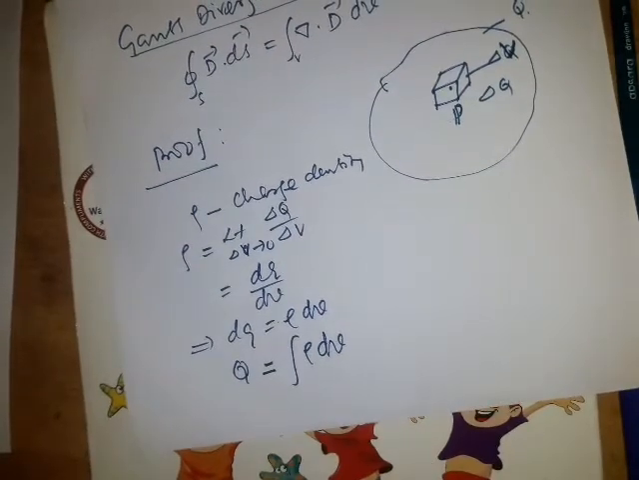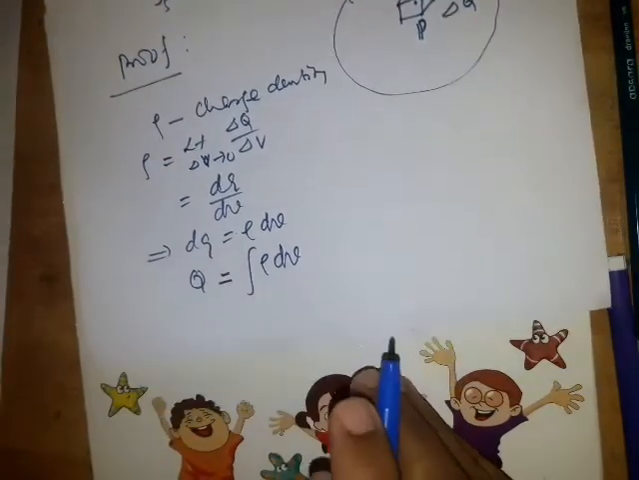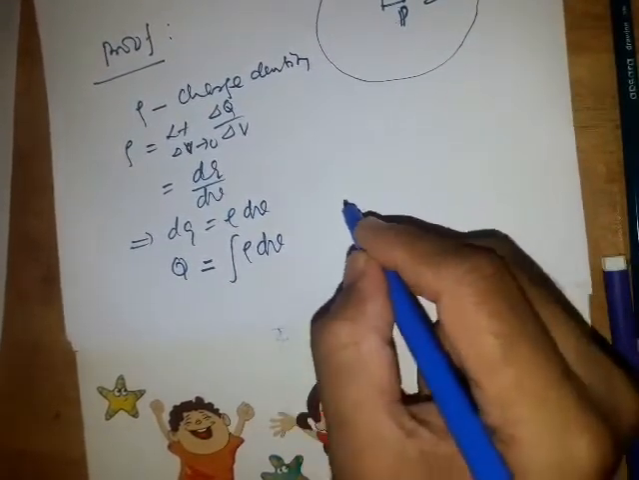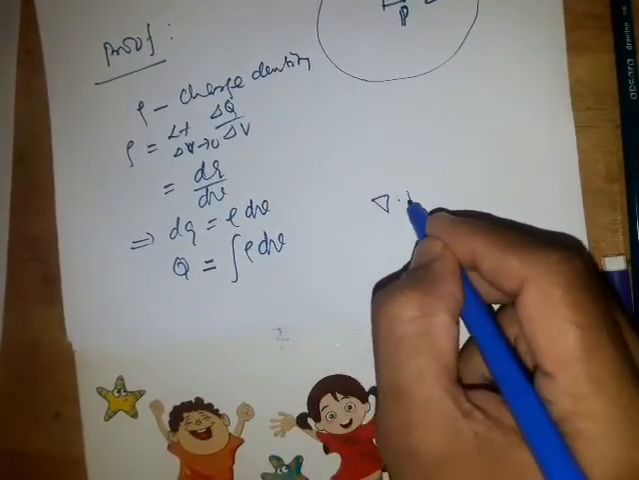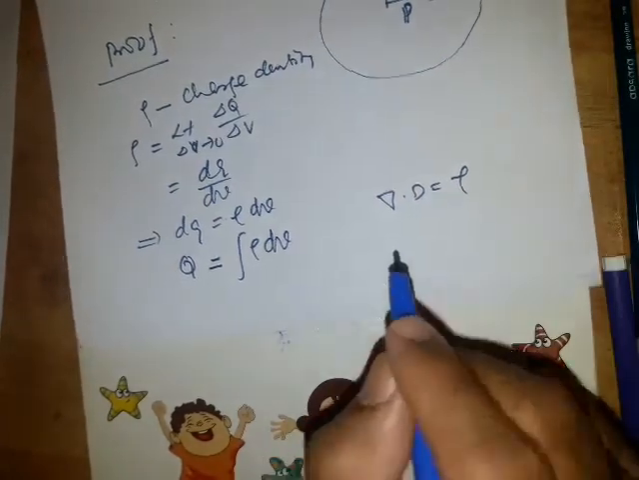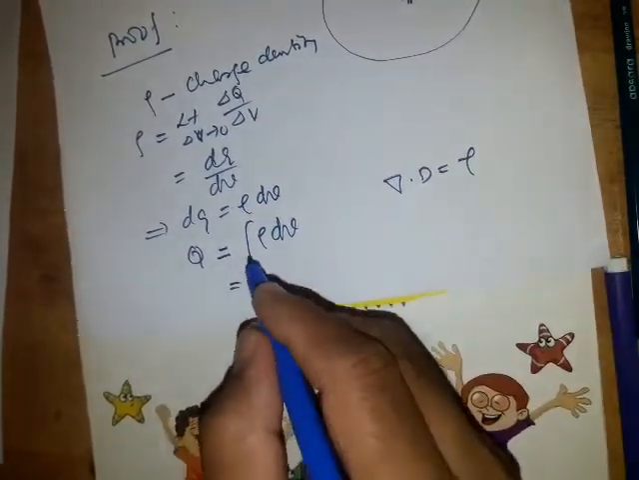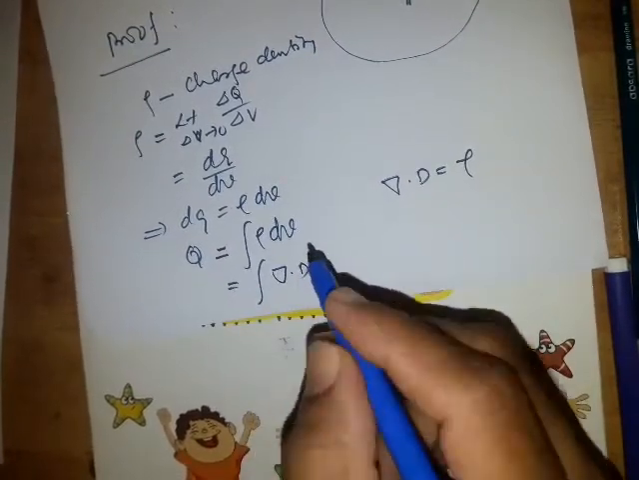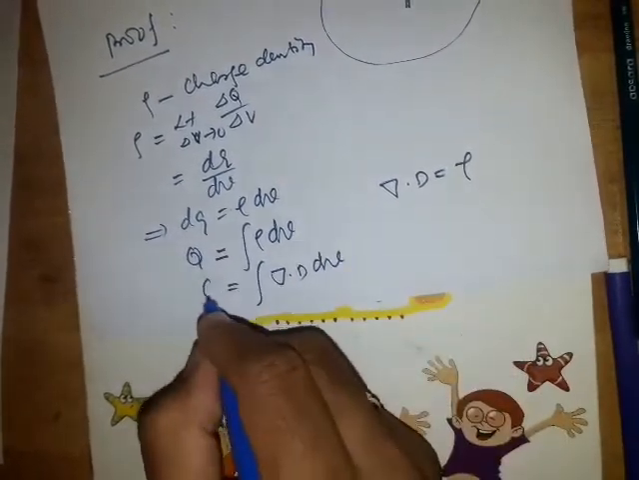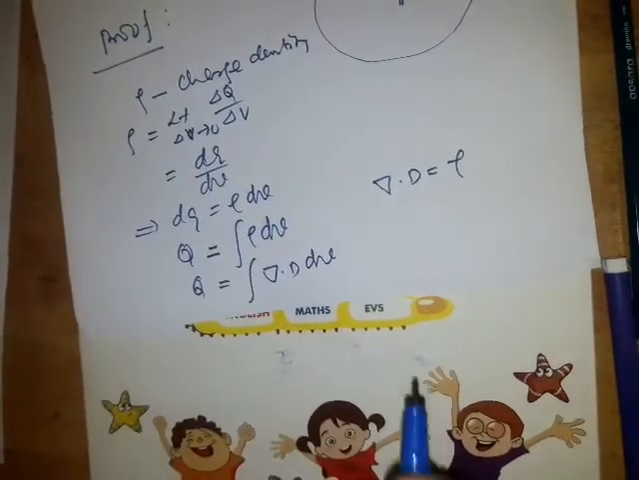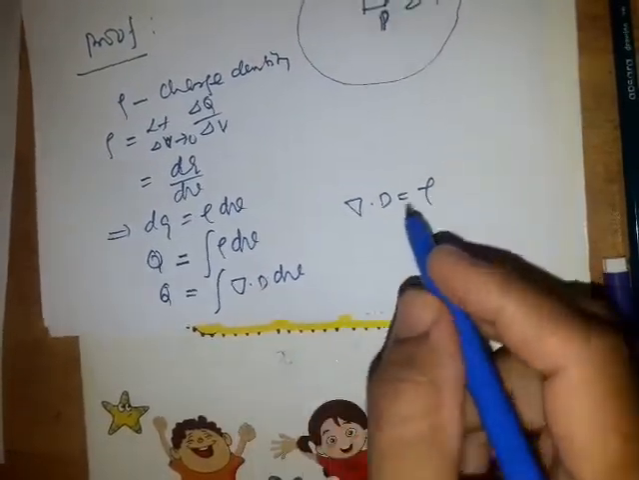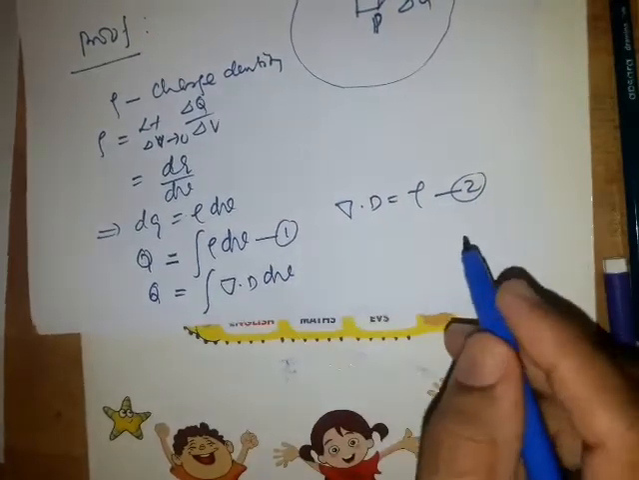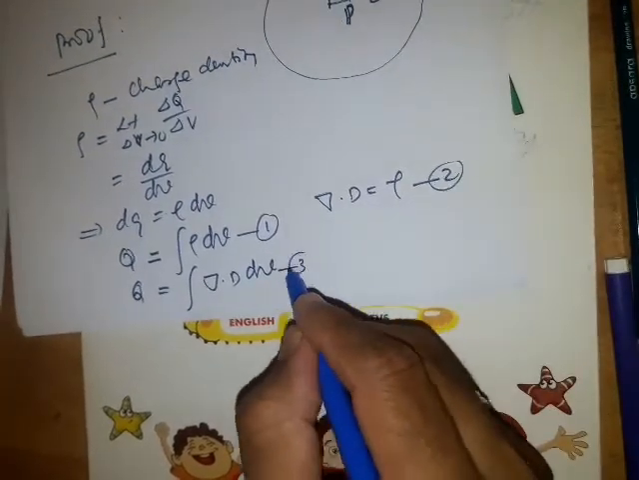So by Gauss law, divergence of D is equal to rho, I can replace this rho by divergence of D. So Q is equal to the volume integral of divergence of D dv. Okay, this is equation number 1, this is equation number 2, and let it be equation number 3.